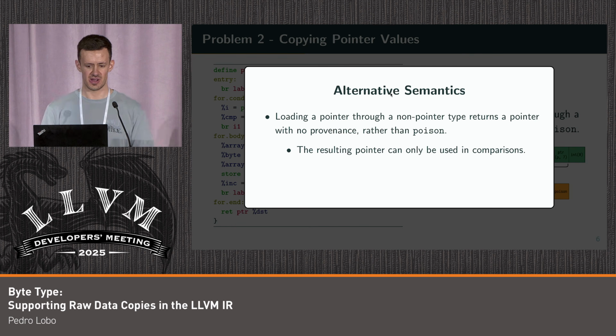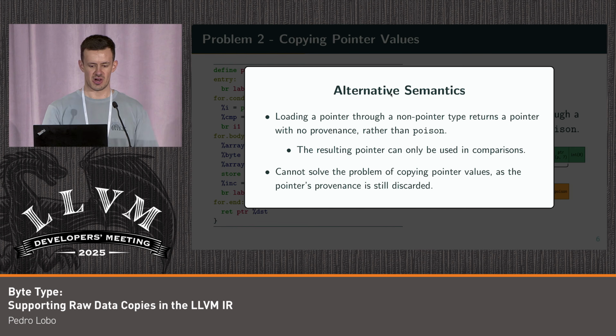So there's an alternative semantics currently being discussed, which was proposed by the Rust community, where instead of returning poison when loading a pointer through an integer type, we instead return a pointer with no provenance. This is good because the resulting pointer has no provenance and cannot be dereferenced, which means that it can only be used in comparison operations. However, even if we adopt these semantics, the current memcpy lowering is unsound, as we still discard the pointer's provenance.